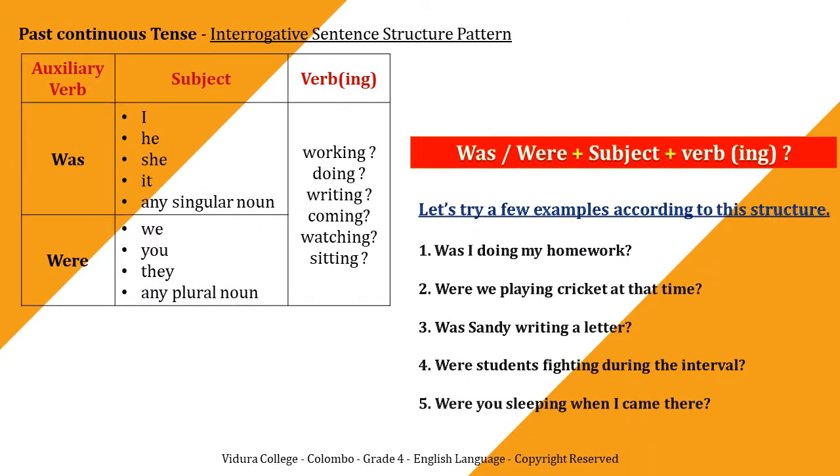In this slide, I have given you the structure pattern. That means how we are going to write interrogative sentences. Can you see the red color box? As I told you, you have to write the helping verb before the subject. There are only two main helping verbs. They are was and were. Then you have to write the subject. Finally, you have to write the verb. And at the end of the sentence, you have to write the question mark because we are writing an interrogative sentence. Let's try a few examples according to this structure.